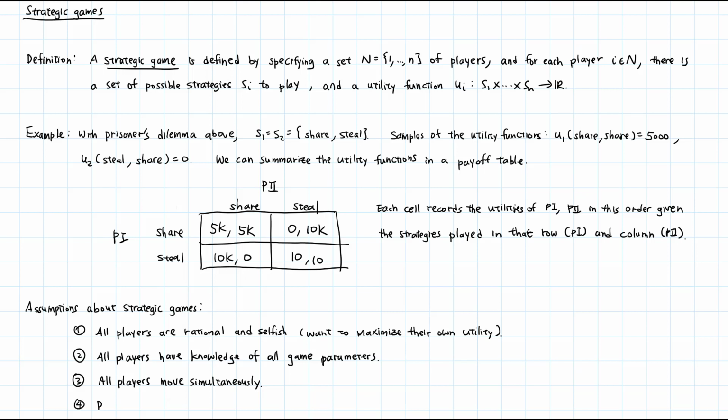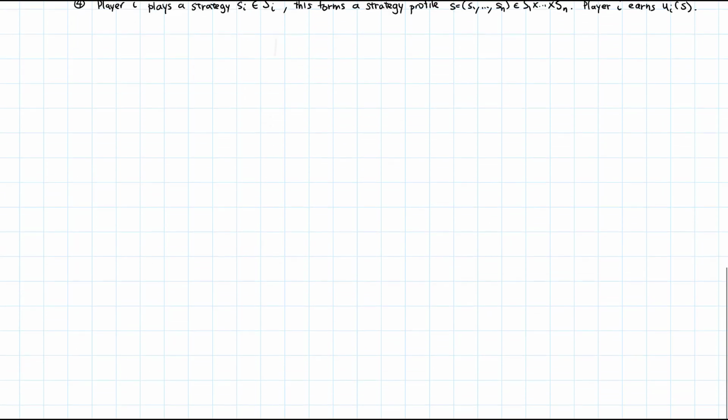And finally, player i plays a strategy s_i from its own set of strategies, capital S_i. This forms a strategy profile, which is a vector s containing the strategies played by each player. And player i earns the utility that is U_i of s. Now, given a strategic game, what are we looking for? There are many answers to that, and one of the answers is we want to know how the players are expected to behave. What will they choose to maximize their own utility?